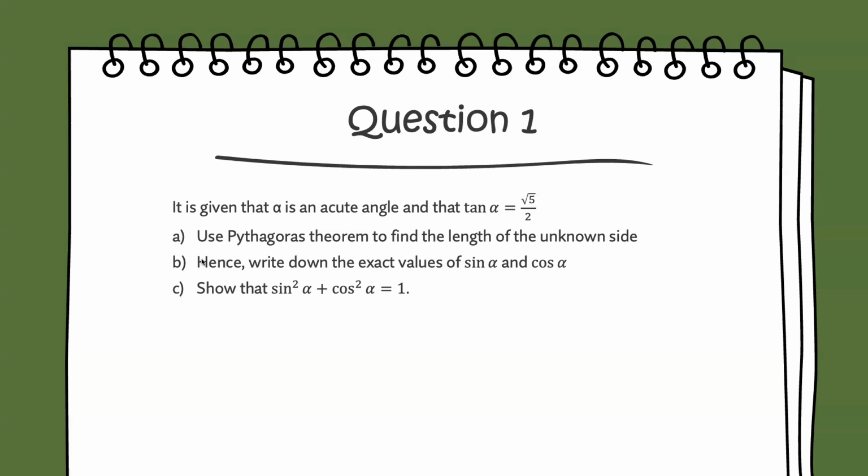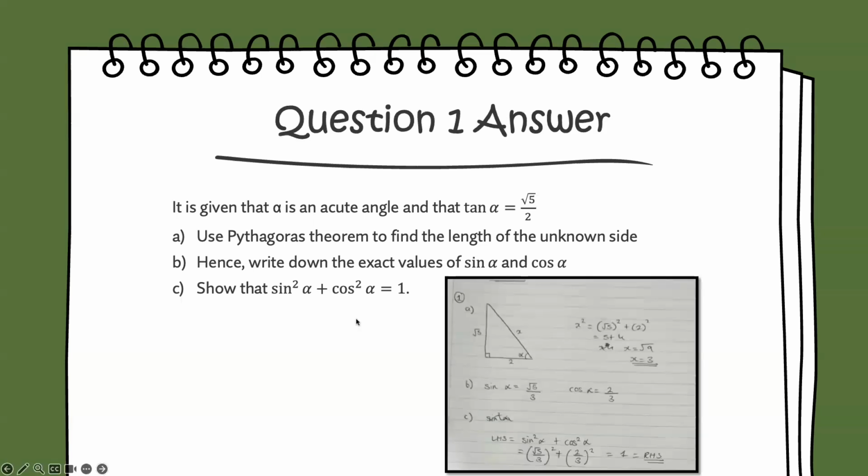Okay, so the first thing we're going to do is, if you look at part A, it asks us to use Pythagoras theorem to find the length of the unknown side. So we're going to draw up a triangle and just visualize this information that they've given us. I've made this diagram here, and I've got this angle A here. It's an acute angle.